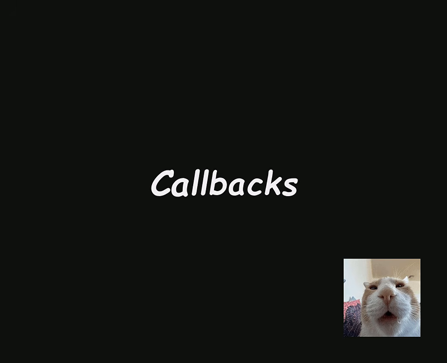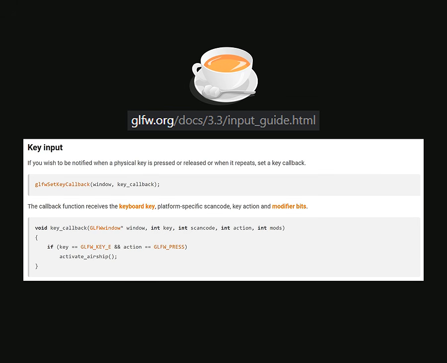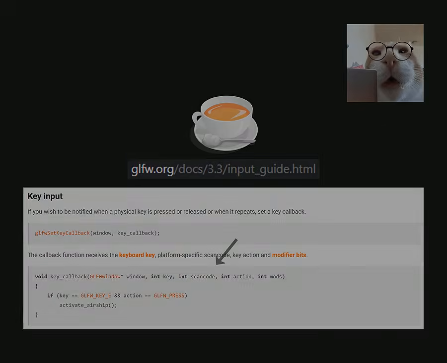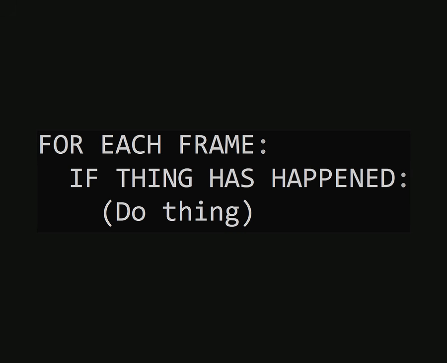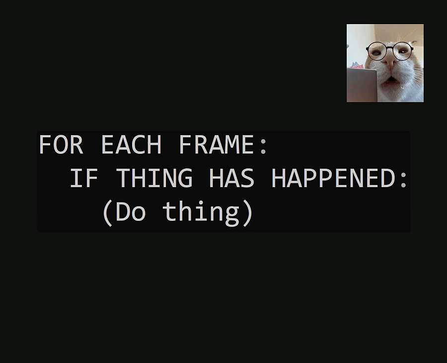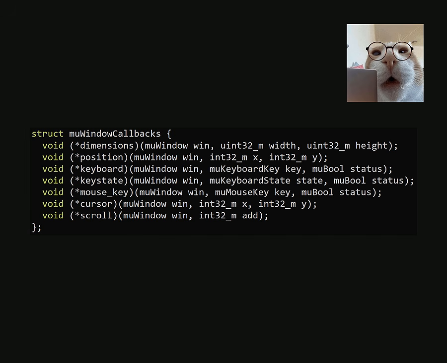Okay, next thing, callbacks. I briefly mentioned these in the previous video, but a lot of libraries similar to muCOSA allowed the user to set up their own functions to be called whenever the user does something, such as when a user presses or releases a keyboard key. These functions are commonly referred to as callbacks, and they allow the user to set up a piece of code that gets automatically called when something happens, instead of checking each frame to see if it happened or not. For defining these in muCOSA, I made the struct muWindowCallbacks, which acts just like a container for every single callback function that can be optionally set by the user.